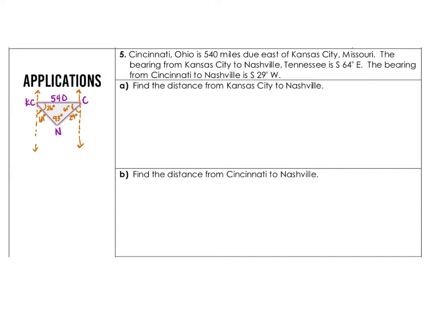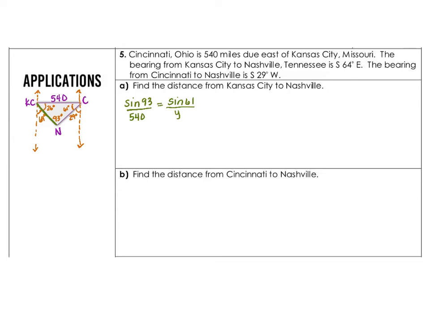Alright, the first question tells us to find the distance from Kansas City to Nashville. So we are looking for this side over here, Kansas City to Nashville. I think we can set up our law of sines in a proportion and solve that. We know for sure that sine of 93 and the side opposite that is 540. So we have that for sure is equal to, and if we're looking for that side over there, sine of 61 over what we're looking for. I'm just going to call that y.